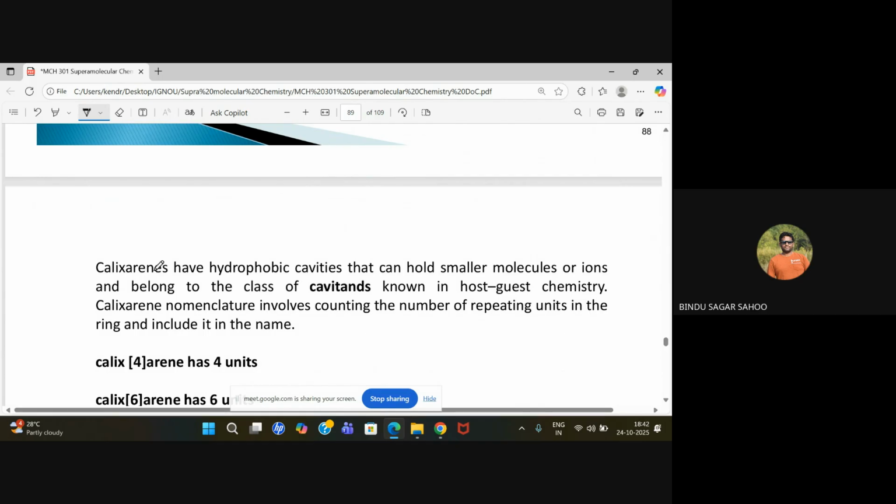Calixarenes generally have hydrophobic cavities that can hold smaller molecules or ions, and belong to the class of cavitands known as host-guest molecules. That means the inside environment of the cup is hydrophobic. But in cyclodextrin, the inside environment is not hydrophobic; it is a little bit hydrophilic in nature. But here you can say the inside environment of the host molecule is hydrophobic.